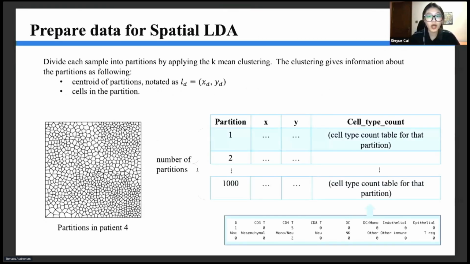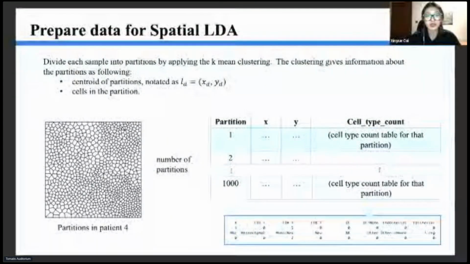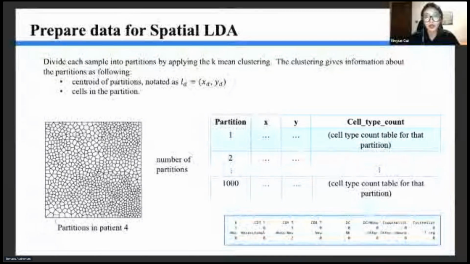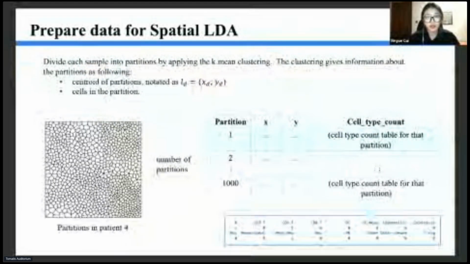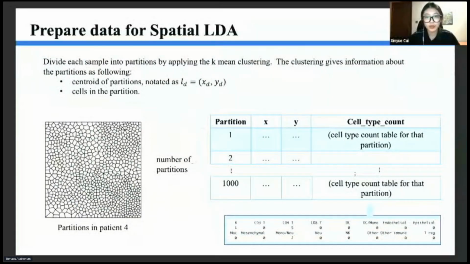Okay, so now I'll talk about preparing data for the spatial LDA. We divided each sample into partitions using k-means clustering, and the plot shows the partitions for an image of patient 4. We then examine the data frame from the clustering result. Each row here is a partition, with the centroid noted as LD and coordinates X and Y. There is also a cell type count table for each partition showing the frequencies of each cell type in those partitions, an example is provided here.